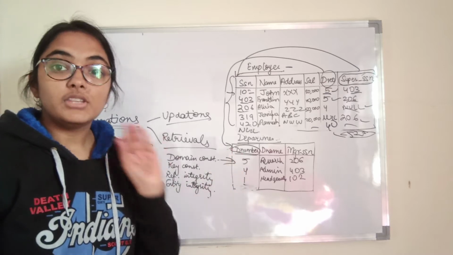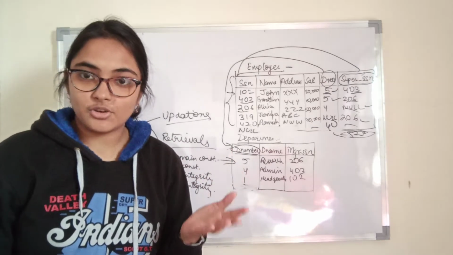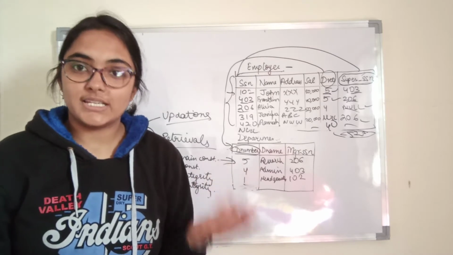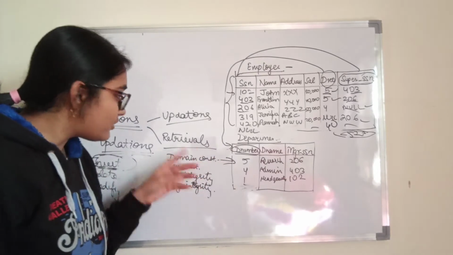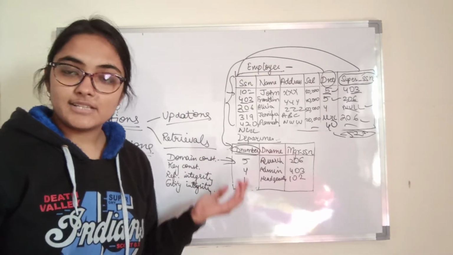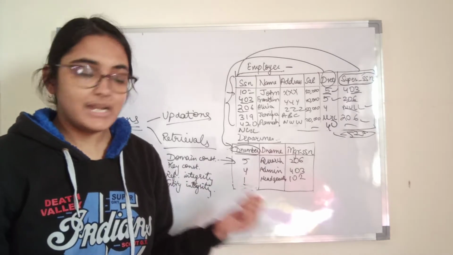Okay, so the only constraint that can be violated when we perform a delete operation on a relation is referential integrity constraint, that you need to keep in mind, right? In insertion, all the 4 constraints could be violated. In case of deletion, only referential integrity constraint can be violated, right?